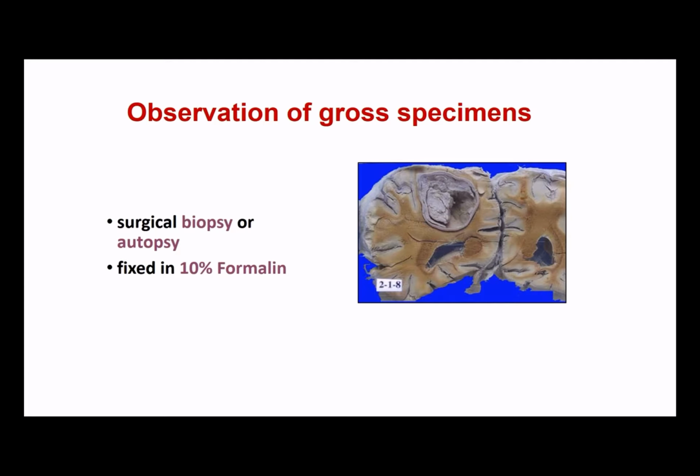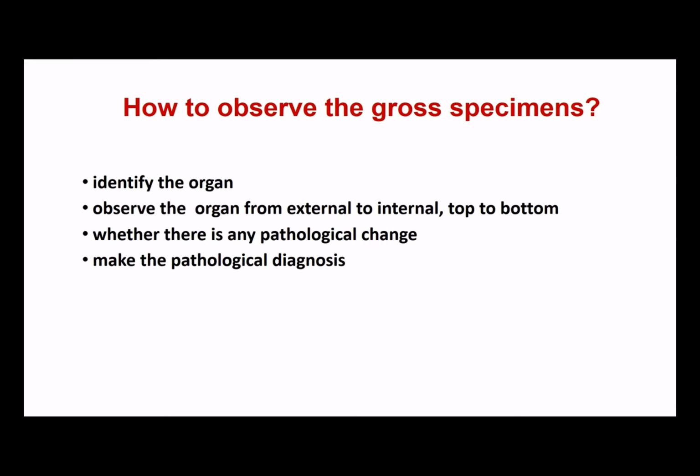The observation of gross specimens. These specimens are obtained from surgical biopsy or autopsy. They are fixed in 10% formalin to prevent them from decaying. How to observe the gross specimens? Firstly, we need to identify the organ, and then observe the organ from the external side to the internal side, from the top to the bottom, to identify whether there is any pathological change, and finally, make the pathological diagnosis.